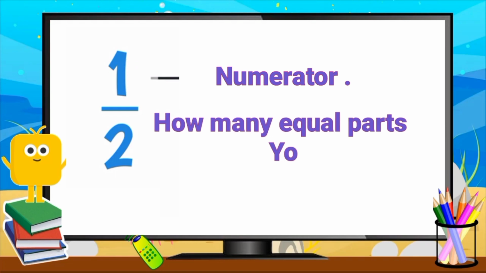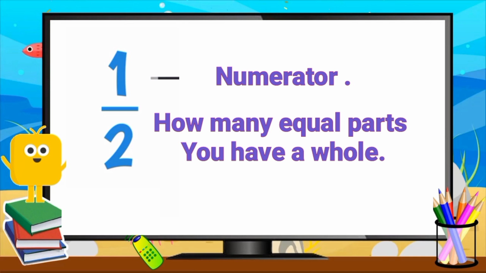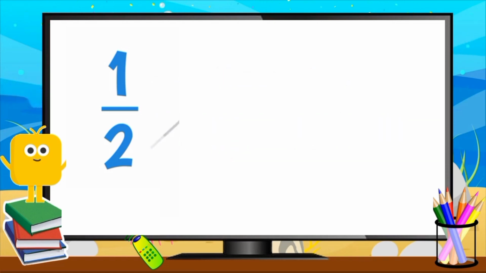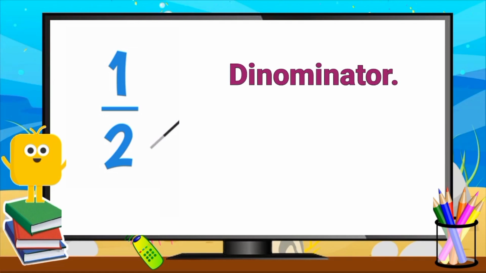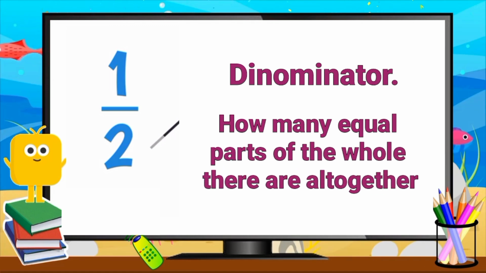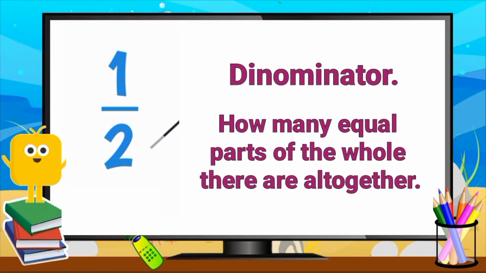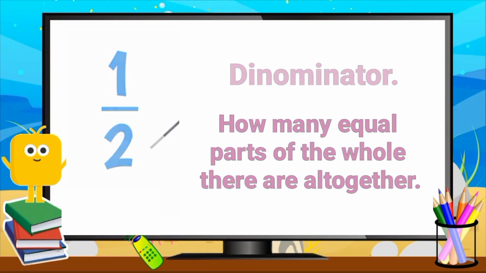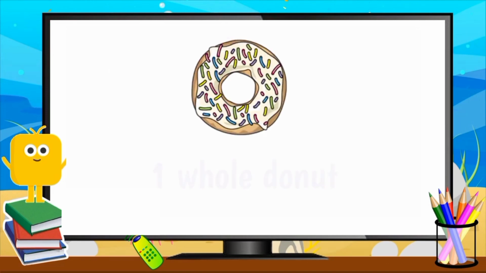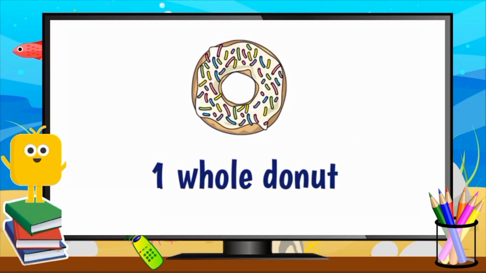The number at the top is called the numerator. The numerator tells us how many equal parts you have of the whole. The number at the bottom is called the denominator. The denominator tells you how many equal parts of the whole there are all together. Now let's go through some examples so we can have a better understanding.